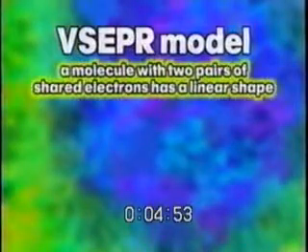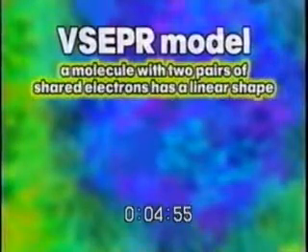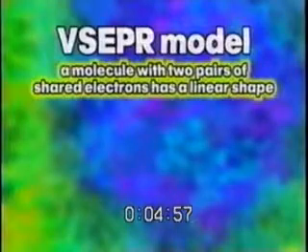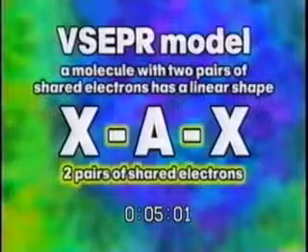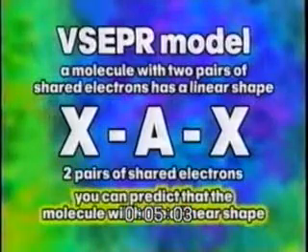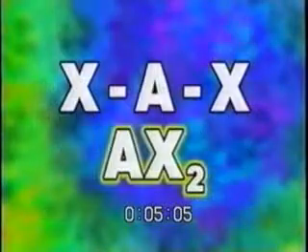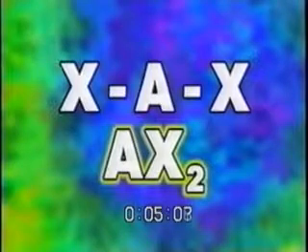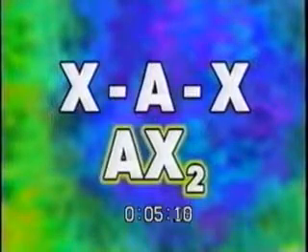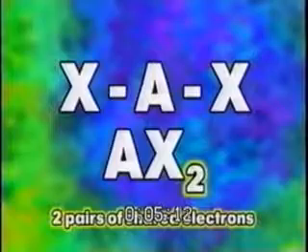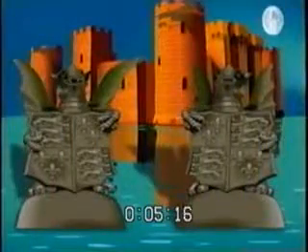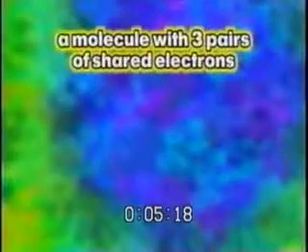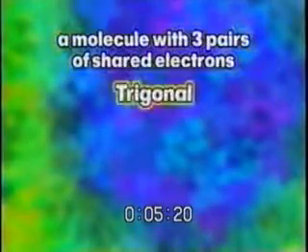The VSEPR model says that a molecule with two pairs of shared electrons has a linear shape. Using the VSEPR theory, if you know that a molecule has two pairs of shared electrons, you can predict that the molecule will have a linear shape. This linear-shaped molecule is represented by the notation AX sub 2. The sub 2 tells you that there are two pairs of shared electrons. AX sub 2. Linear!